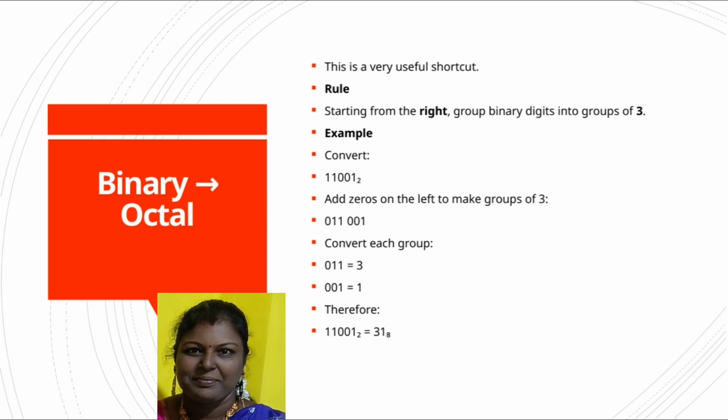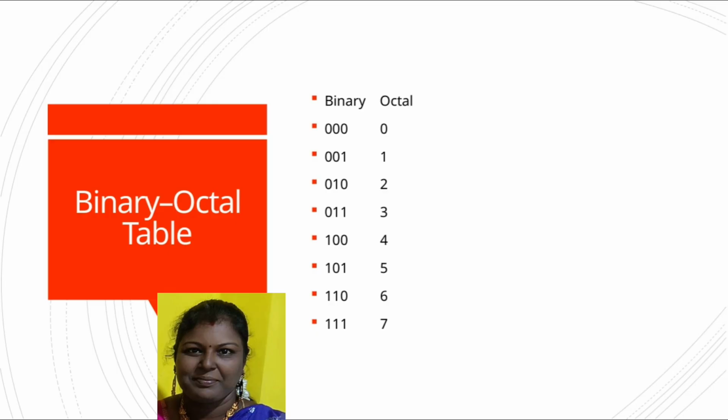Let's take a look at how binary numbers convert into octal. Each group of 3 binary digits corresponds to a single octal digit, making it easier to read and work with large binary numbers. For example, 0 in binary equals 0 in octal, 1 equals 1, and so on up to 111, which equals 7. This table is a handy reference for quickly translating between these two number systems.